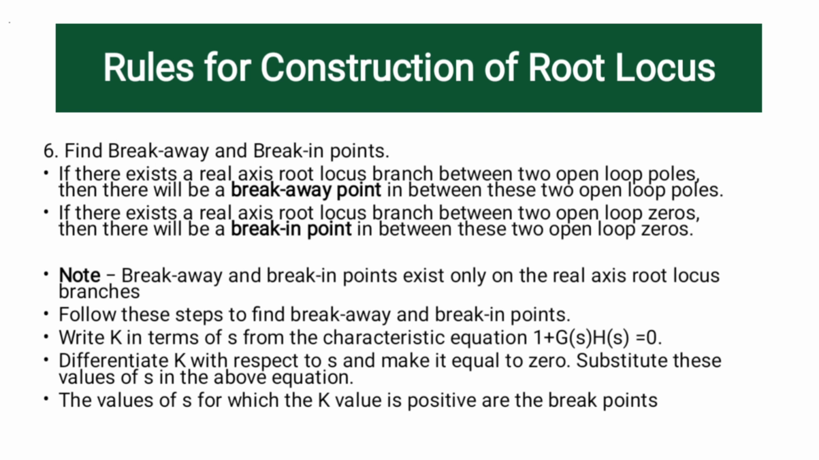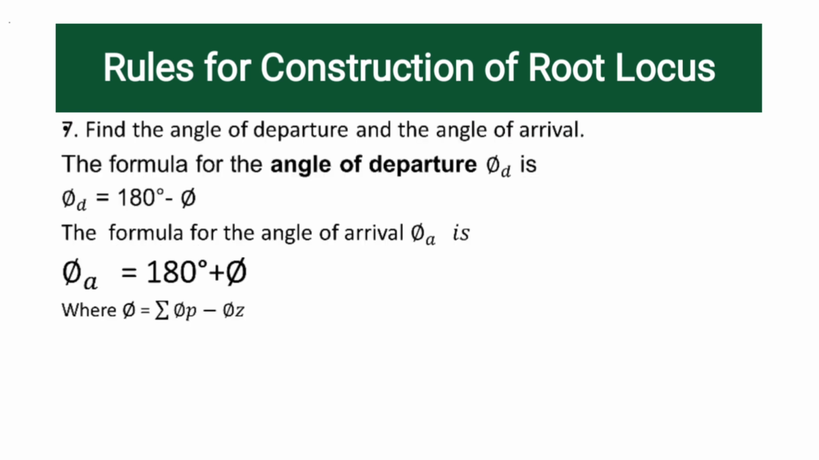Note, breakaway and break-in points exist only on the real axis root locus branches, not on the imaginary axis. Follow these steps to find breakaway and break-in points. Write K in terms of s from the characteristic equation 1 plus G(s)H(s) equals 0. Differentiate K with respect to s and make it equal to 0. Substitute these values of s in the above equation. The values of s for which the K value is positive are breakpoints.